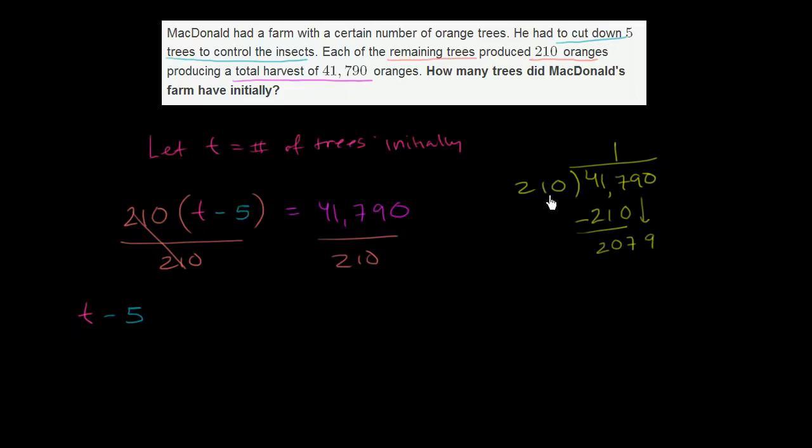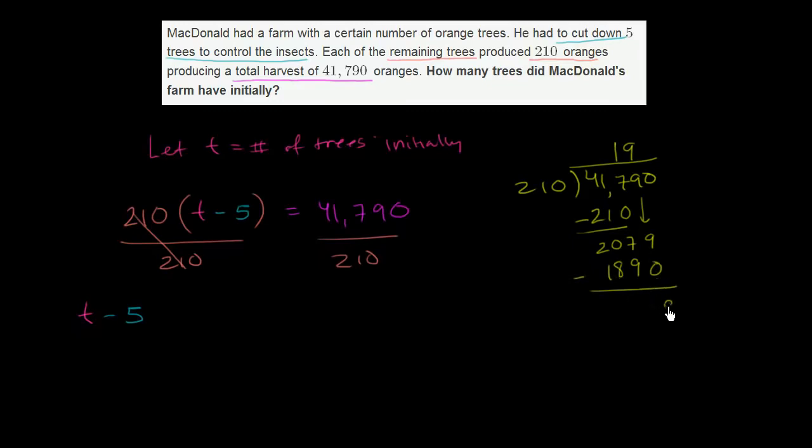How many times does 210 go into 2,079? It looks like it would go into it not quite 10 times. It looks like it would go into it 9 times. 9 times 210 is going to be, let's see, 9 times 0 is 0, 9 times 1 is 9, 9 times 2 is 18. And then we subtract again.